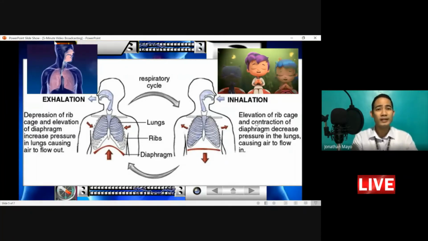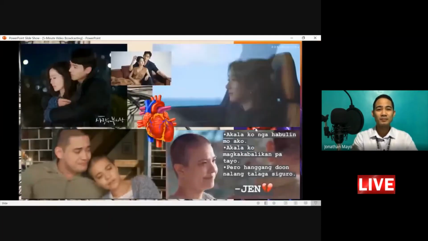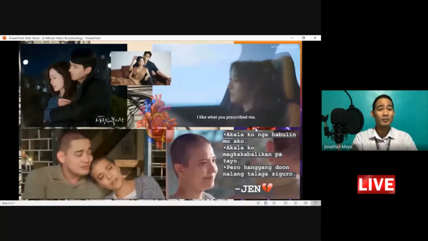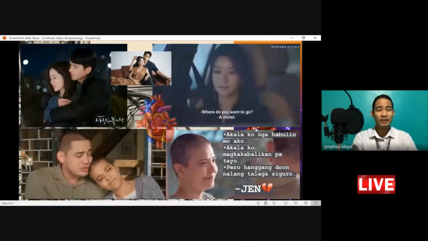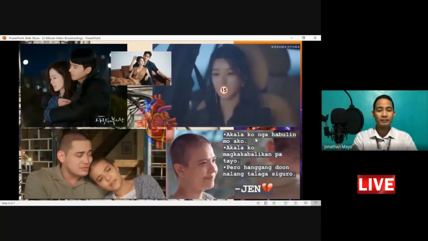The question right now is, where will the air go after the gas exchange in the alveoli of our lungs? This is the query that we are about to answer in our discussion for today. Let's proceed. Maybe you are familiar with these photos and video clips. Let me read this one dialogue.